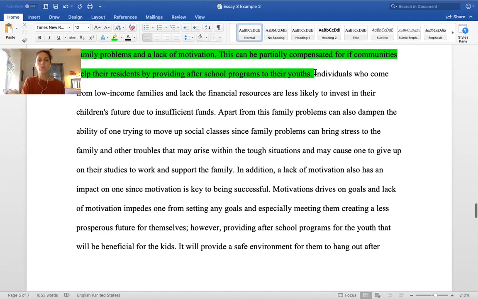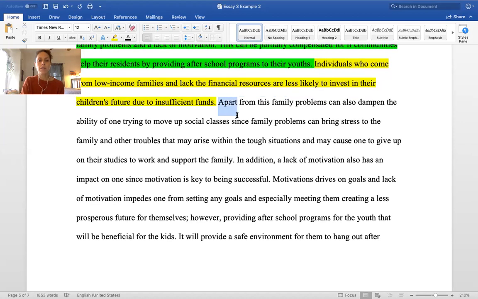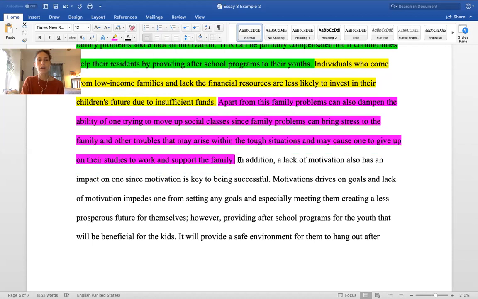So individuals who come from low income families and lack the financial resources are less likely, so sorry about my speech, less likely to invest in their children's future due to insufficient funds. Perfect. So that's our first body paragraph. Apart from this, family problems. Good, good, good. So that's our second paragraph because of family problems.